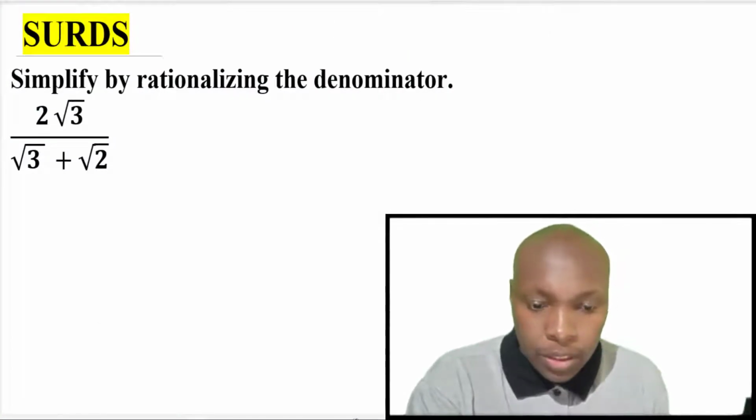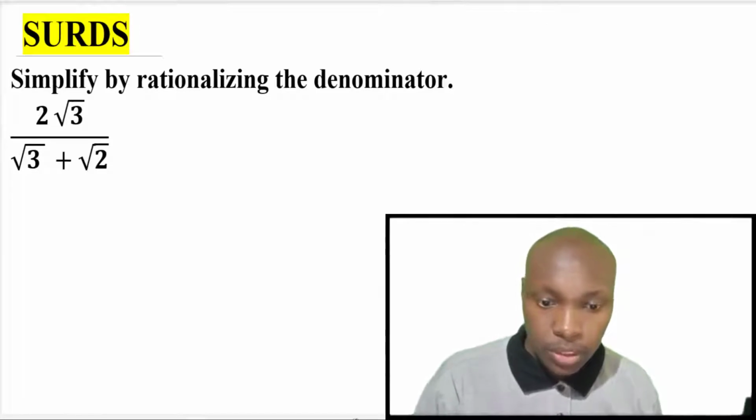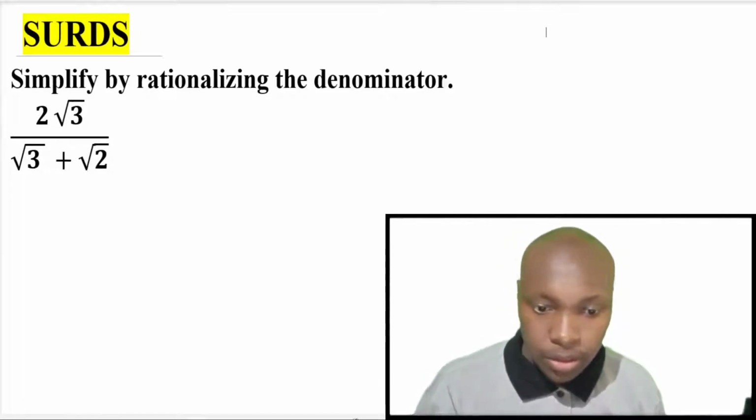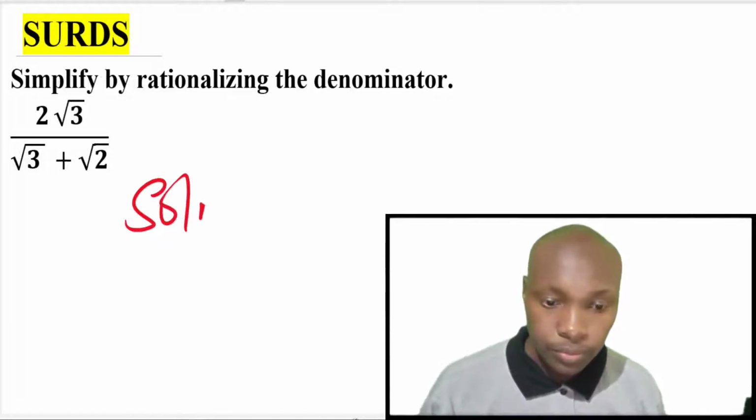Surds, simplify by rationalizing the denominator. 2 root 3 divided by root 3 plus root 2. So let's go to the solution.